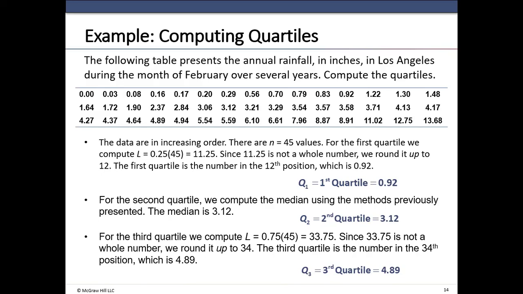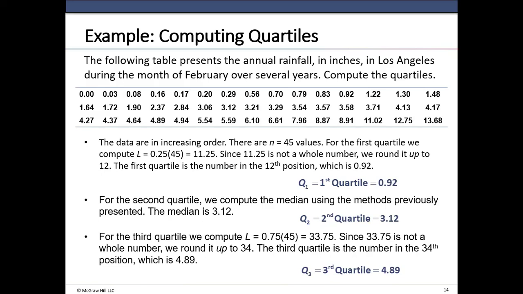Then 1.64, I'm entering all these values in L1 of the calculator. 1.72, 1.9, 2.37, 2.84, 3.06, 3.12, 3.21, 3.29, 3.54, 3.57, 3.58, 3.71, 4.13, 4.17. That's the last number in the second row.